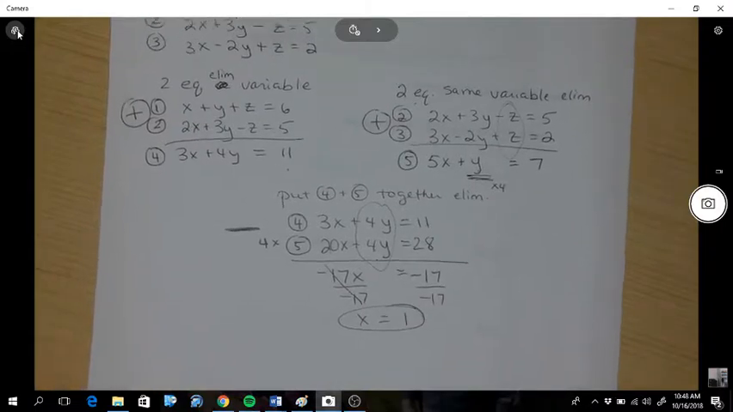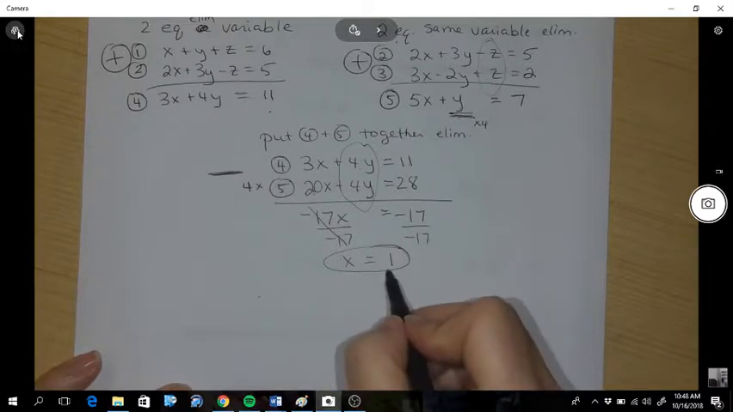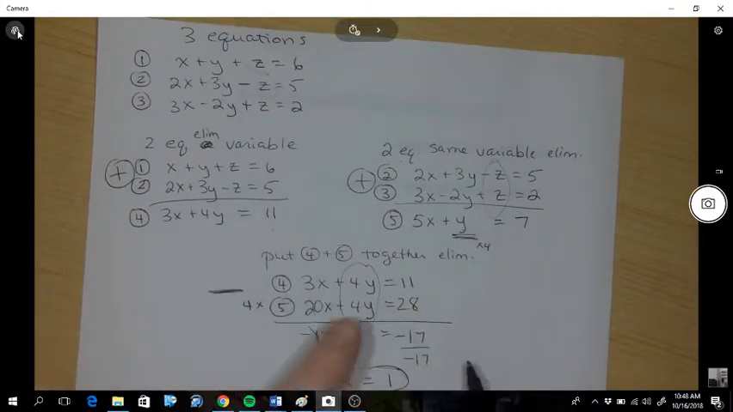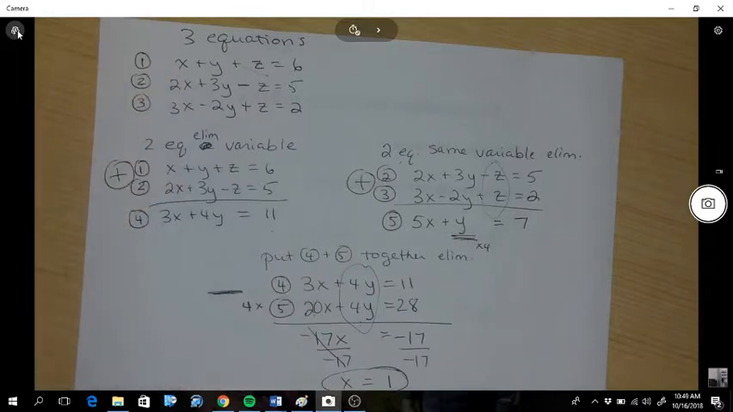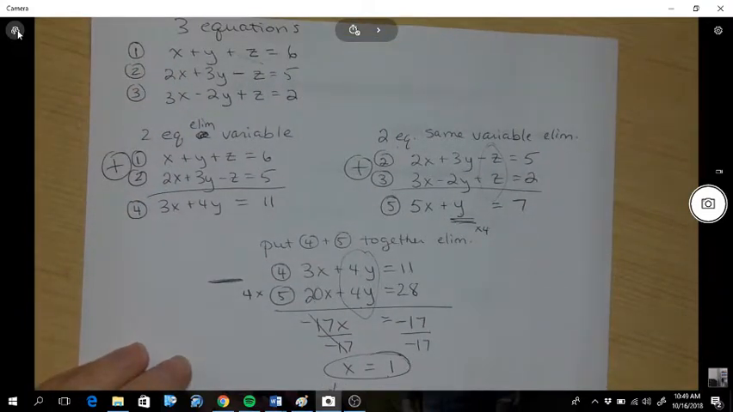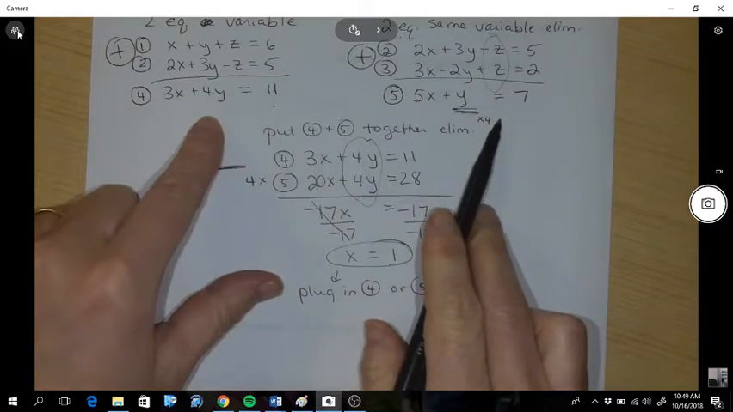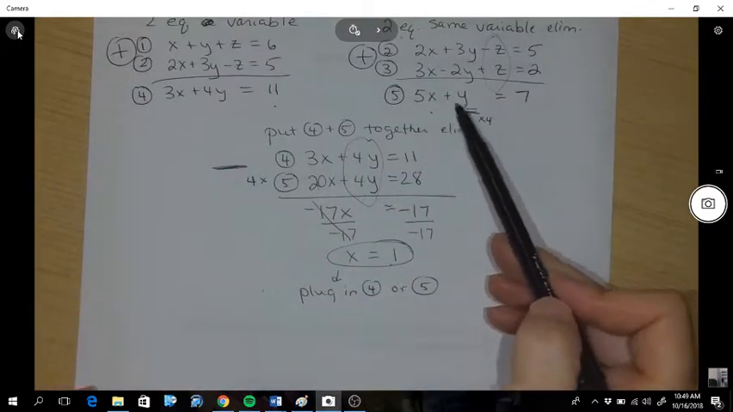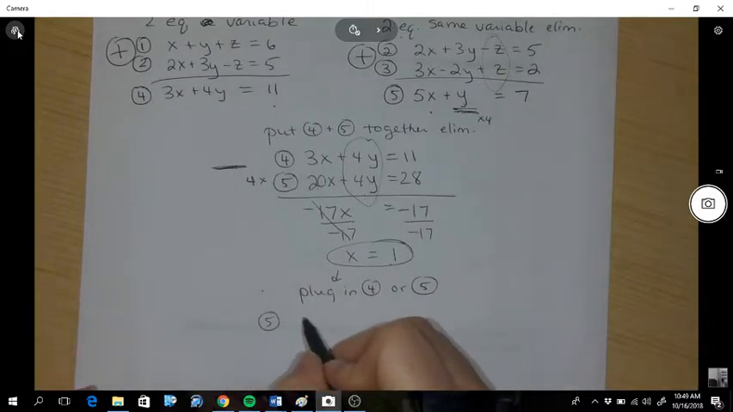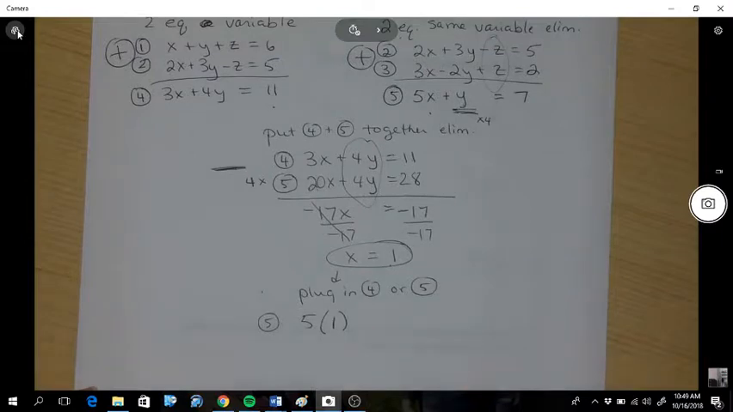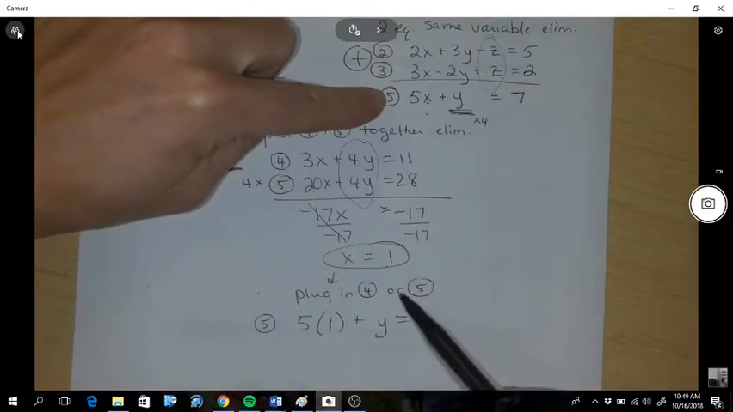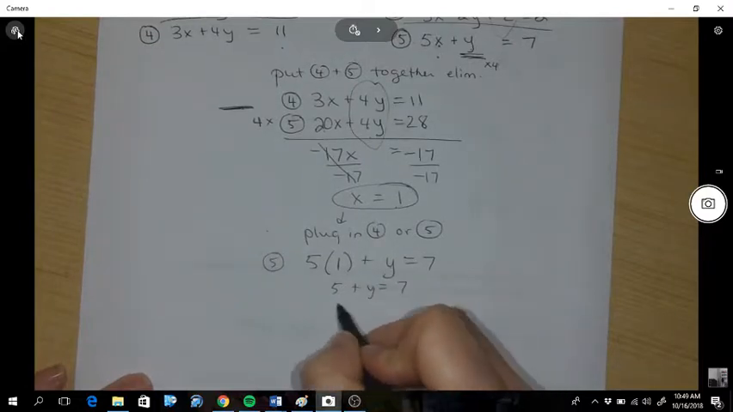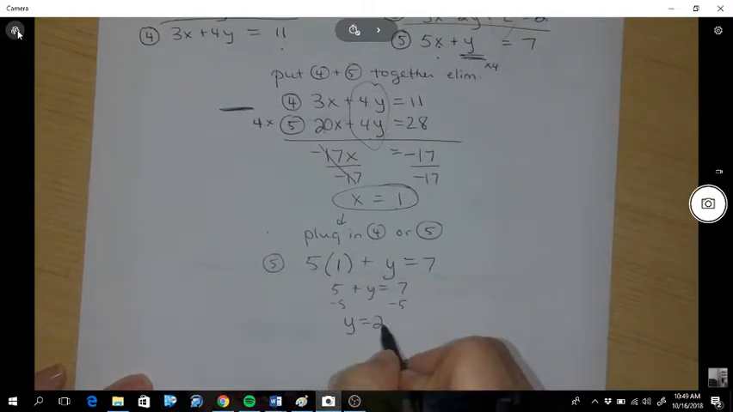I have a variable. Now we need to find the next variable. I can't plug into 1, 2, and 3 because if I know x, I still don't know two of the other ones. So I have to plug into 4 or 5, doesn't matter. Let's go with 5 because it looks like a little bit easier algebra. So 5x can be replaced with 5 times 1, plus y equals 7. See what I did? I replaced the x. So 5 plus y equals 7, subtract 5, y equals 2.